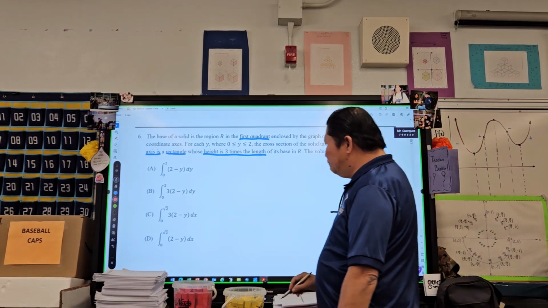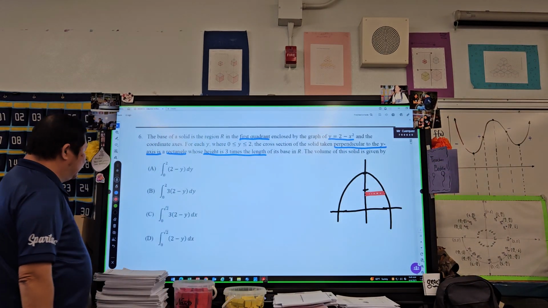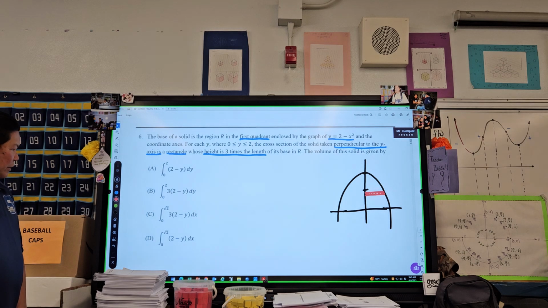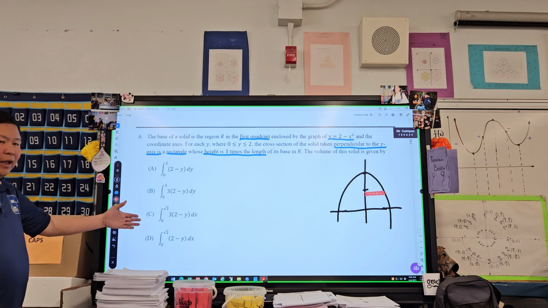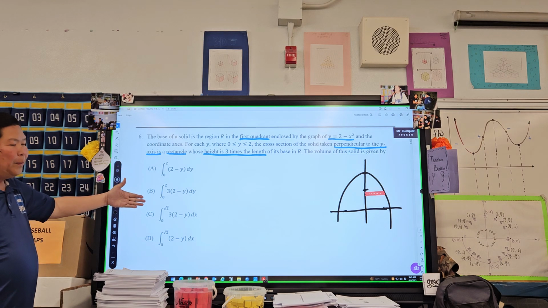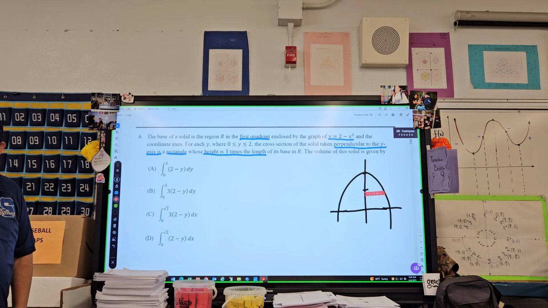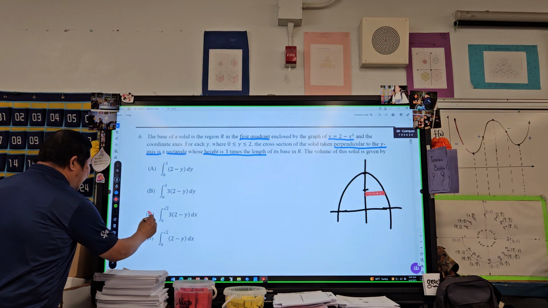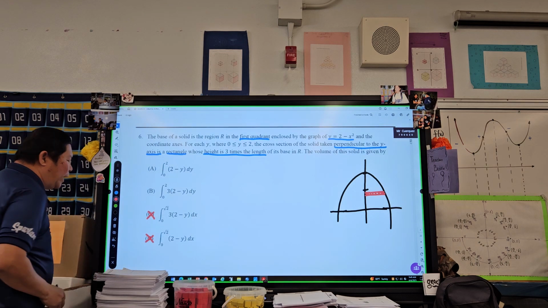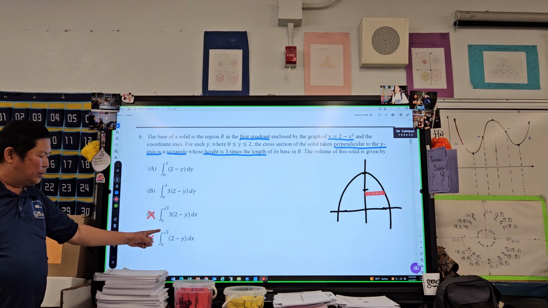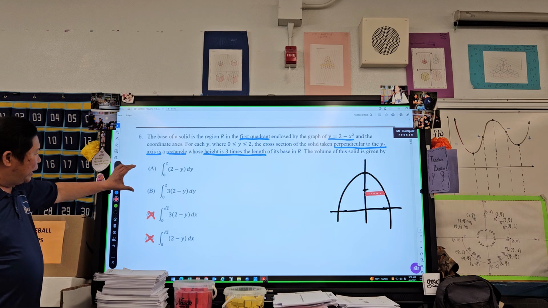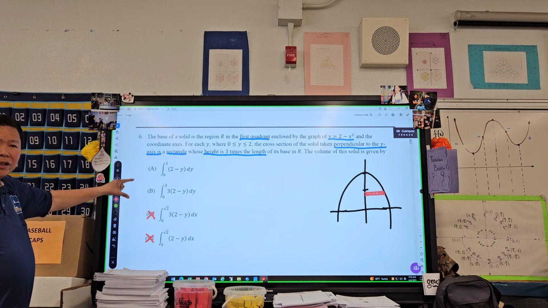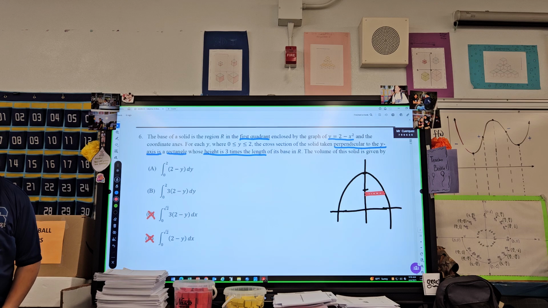Test-taking strategy. If this is multiple choice, what are the possible candidates right here? The integral from 0 to 2. So therefore, we're going to knock this out, right? Because this interval is from 0 to the square root of 2. So the only possible candidates are these two, A and B. You get me, guys? Okay.